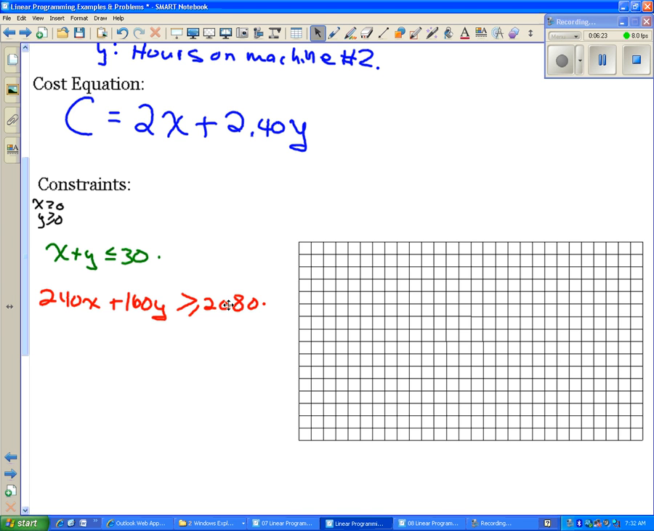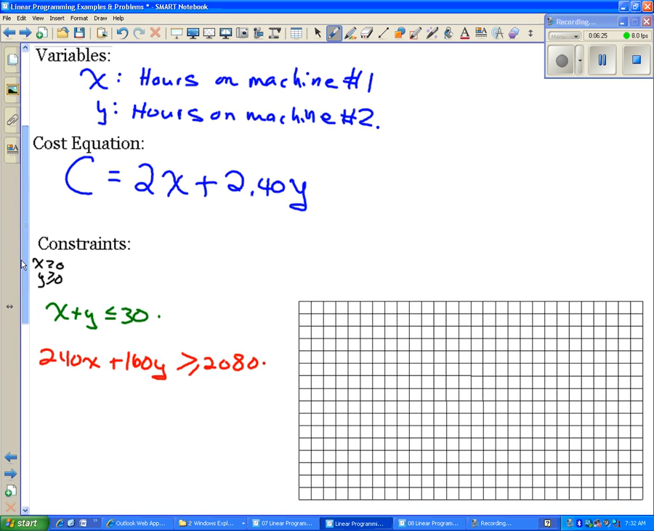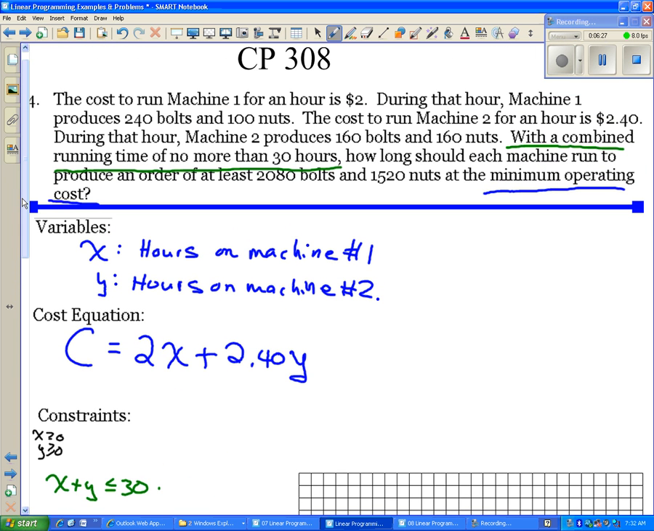Let's talk about my third constraint. Again, I already talked about machine 1 and 240 volts. I talked about machine 2 and the 160 volts. I talked about at least 2080 volts. My other constraint is the number of nuts: 100 nuts for machine 1 and 160 nuts for machine 2, and at least 1,520 nuts.